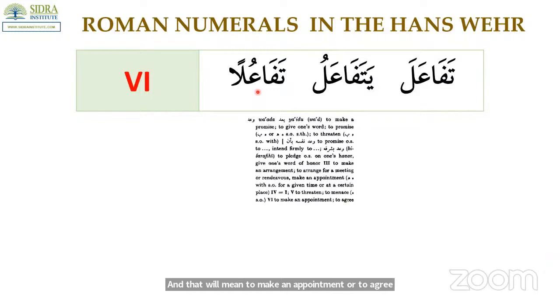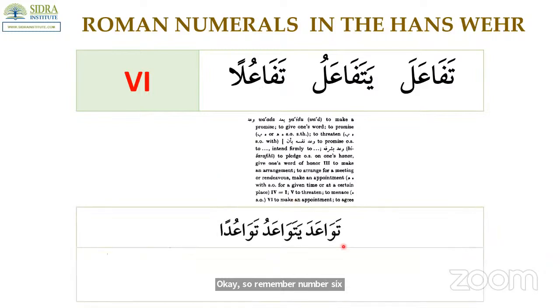So remember number 6: tafa'ala yatafa'alu tafa'ulan. And here we have it under waw, ain, and dal. That would be tawa'ada yatawa'adu tawa'udan. Tawa'ada is the past tense verb, fi'lun madi. Yatawa'adu is fi'lun mudari'. And tawa'udan is the masdar, which means to agree upon a time.